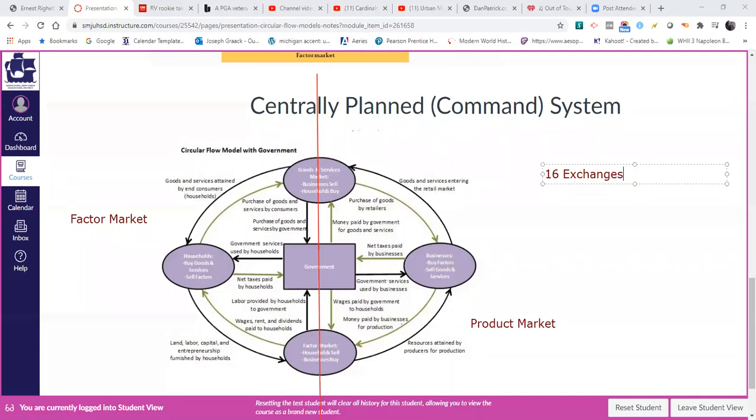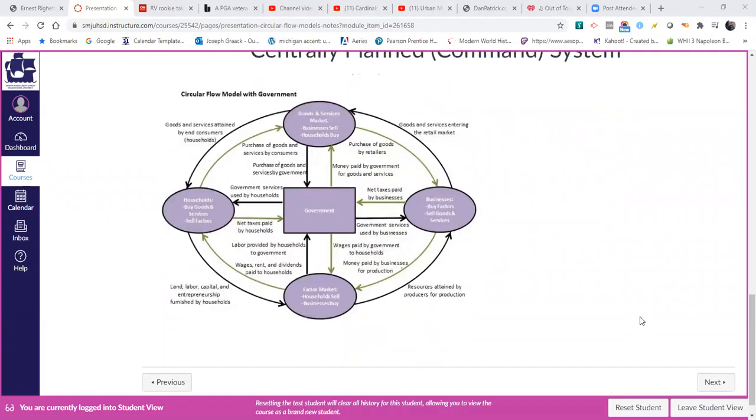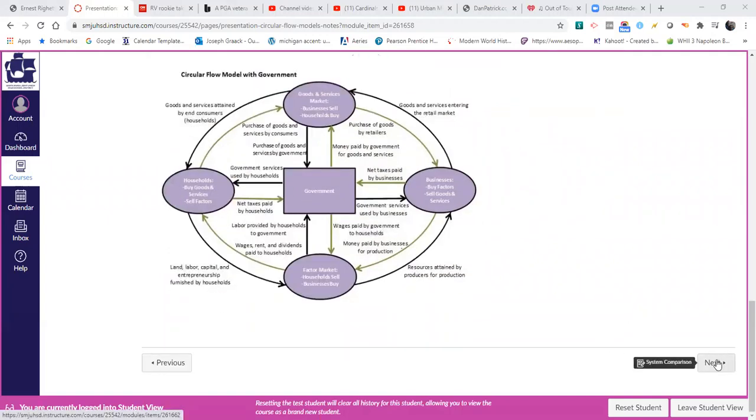And as you go to a free market economy, or essentially a free market economy, you would have very little government intervention. So you have a minimum of 4 exchanges. Are there any questions on that? Okay, so go ahead and click next.